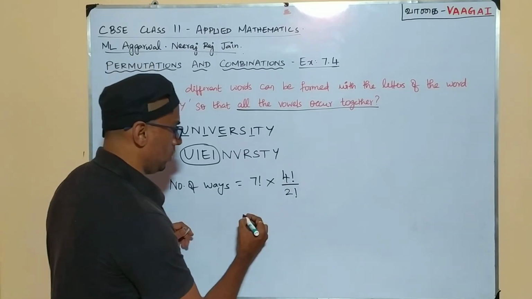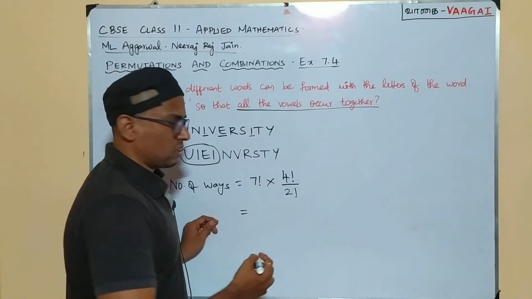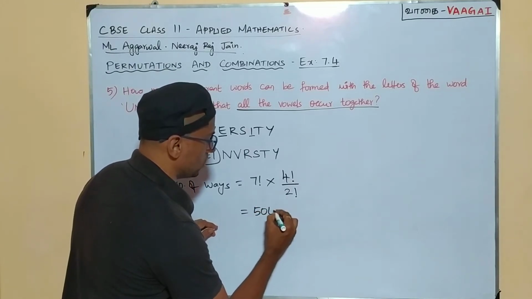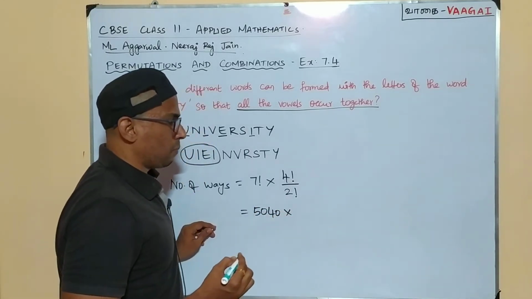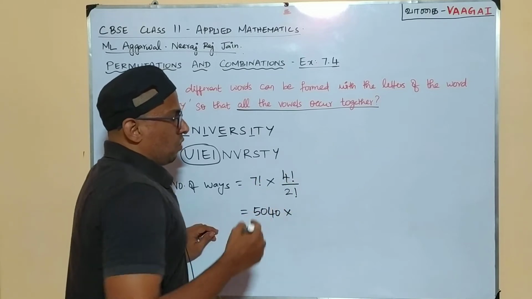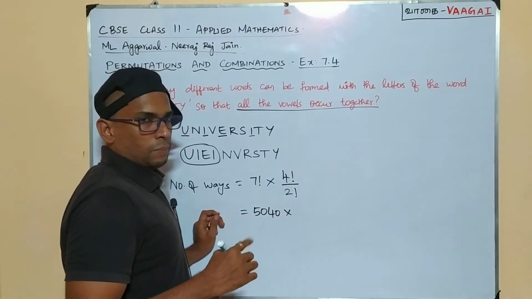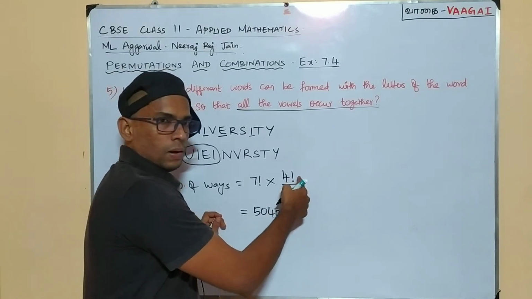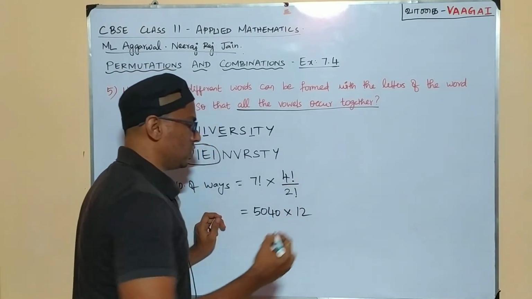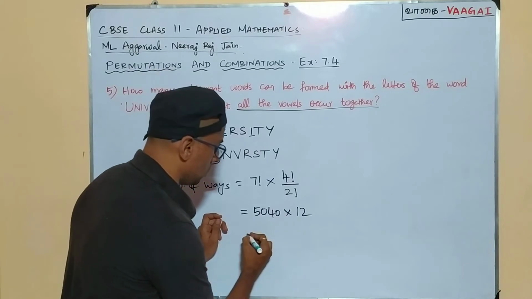So the answer is going to be what? We know 7 factorial is 5040. This is going to be multiplied by 4 factorial by 2 factorial. What is 4 factorial by 2 factorial? This is like 24 by 2, which means 12, right? So 5040 into 12 is going to be the answer.